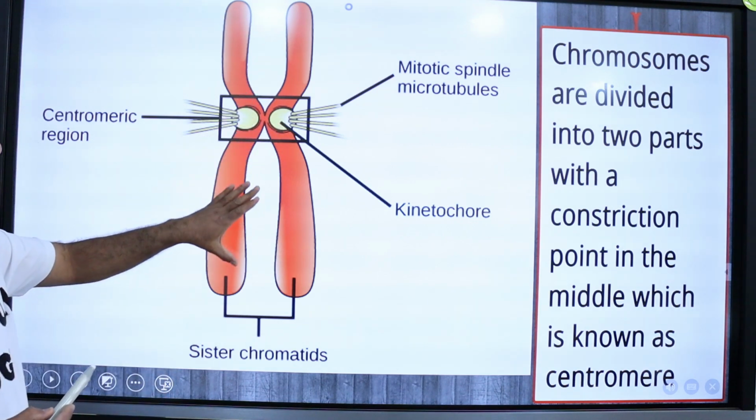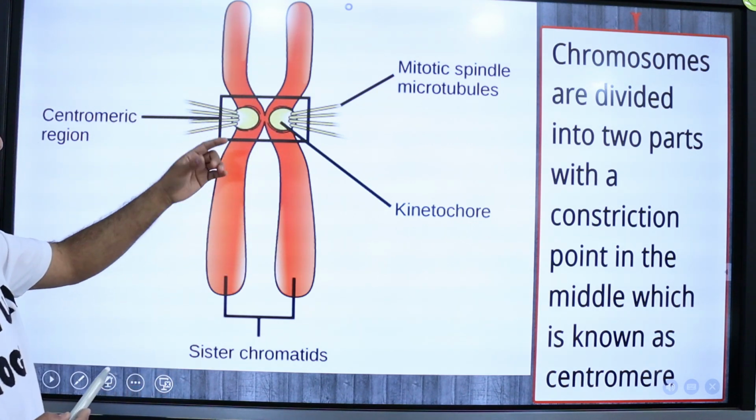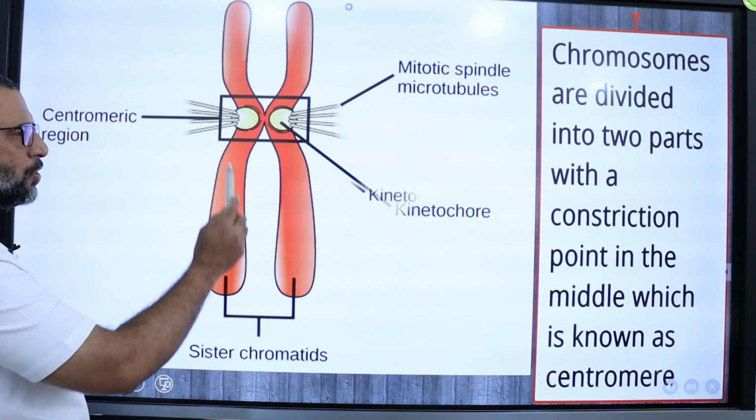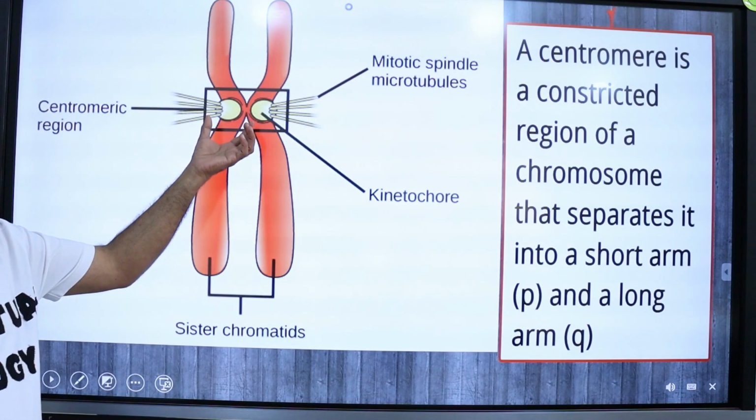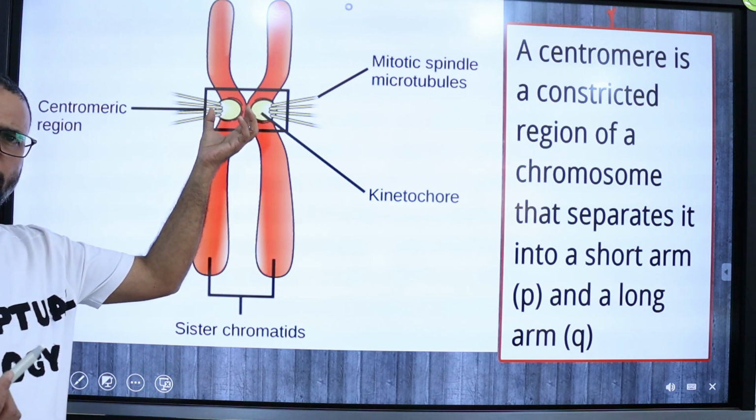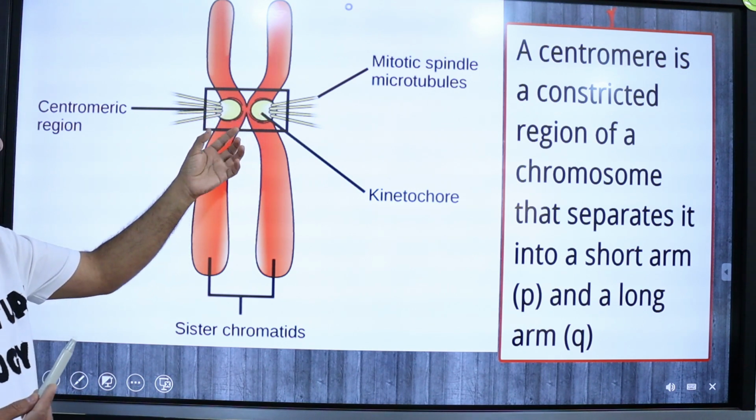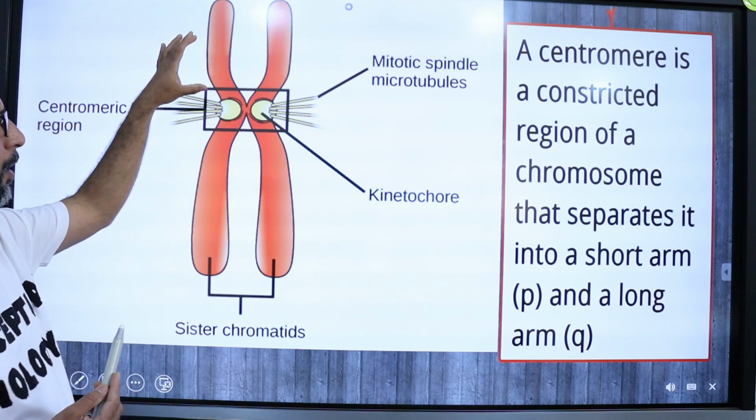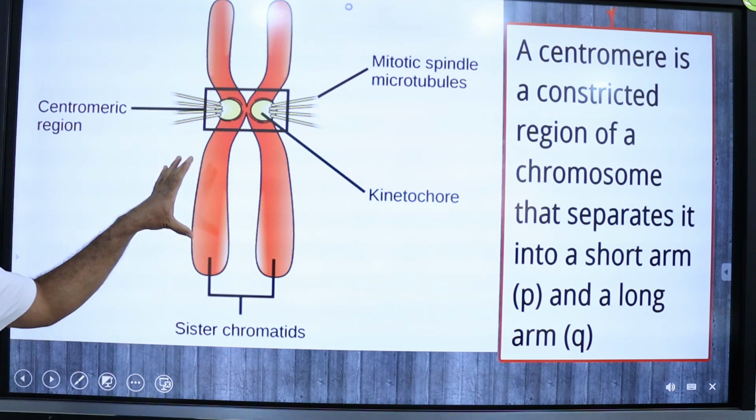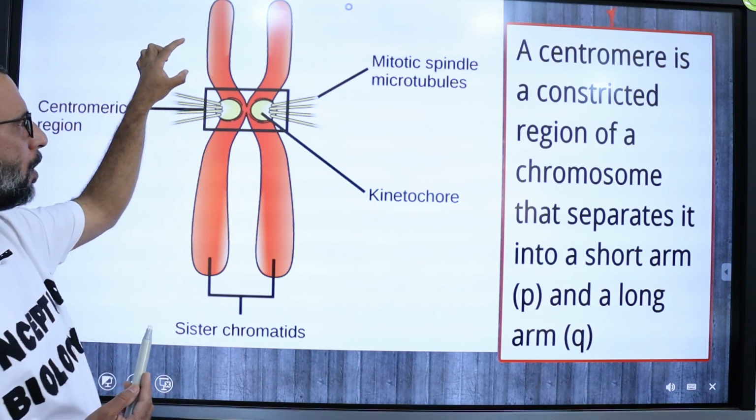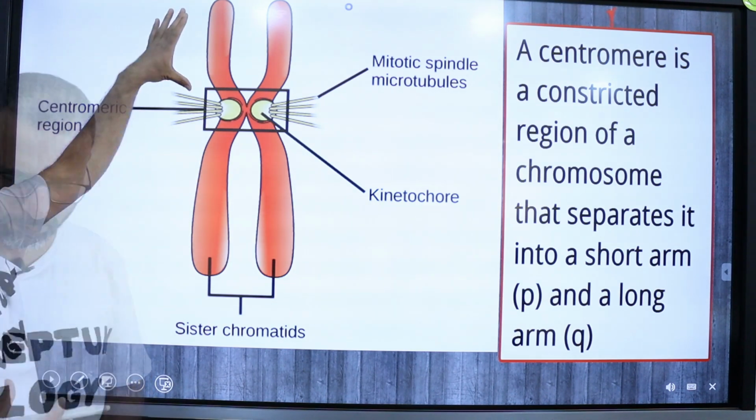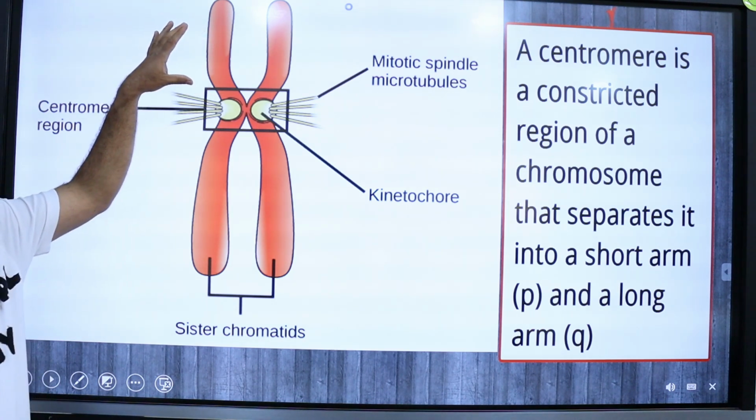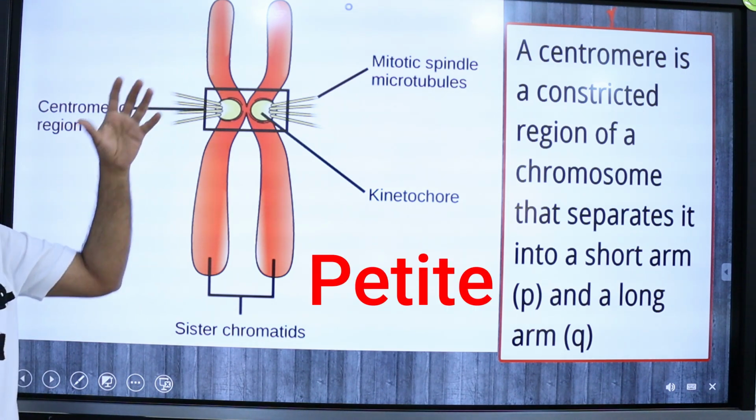Now the chromosome is divided into two parts with a constriction in the middle, and this constriction is known as centromere. So a centromere is a constricted region of a chromosome that separates it into short arm which is called P arm and the long arm which is called Q arm. Now what is P arm and Q arm? P arm of a chromosome is a short arm, and P comes from French petite, meaning small.